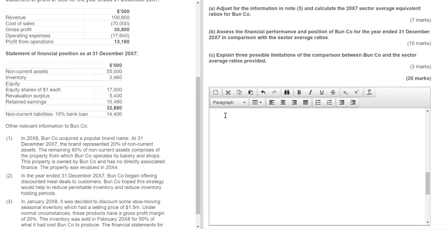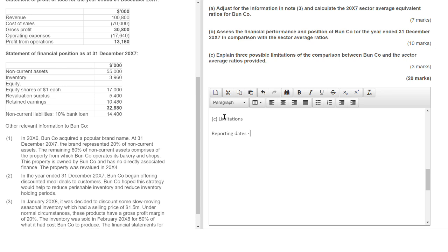Okay, so let's go through, finish off the question and answer part C. Part C wants us to look at the limitations of the comparison between Bun and the sector average ratios provided. 3 limitations, 3 marks, 1 mark each. So the first one, we mentioned right at the beginning, is the reporting date, wasn't it? Bun's got a reporting date of December. The averages were for June, if memory serves me right.